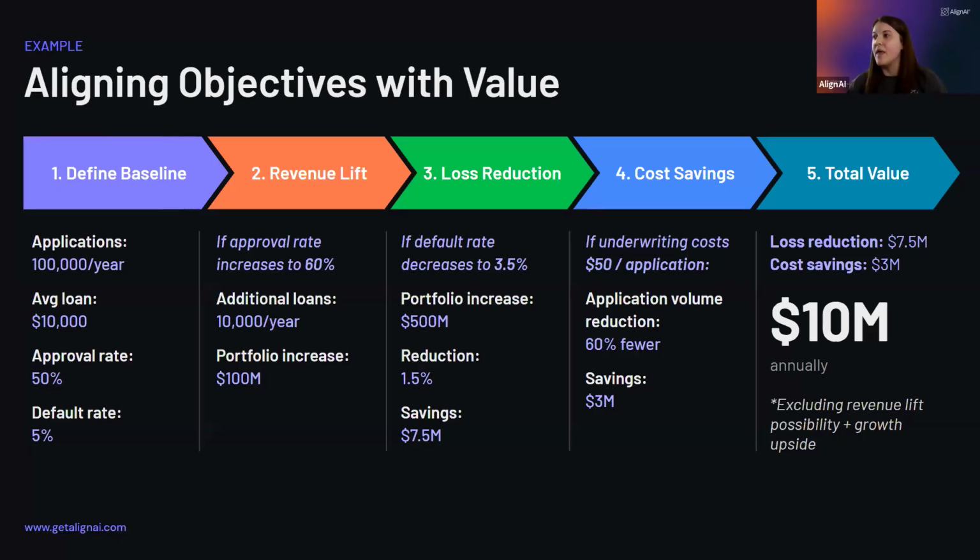lowering the loss reduction. And then there's a cost savings piece. So if we look at number of applications we have, average loan, approval rates, default rates, we can get this off of historical data, obviously. And then we look at the revenue lift. So additional loans that were issued, our portfolio that has increased, and hopefully we're getting higher quality folks that we're issuing loans to. And then this default rate, we want to decrease the default rate, obviously. And so if we're doing a better job at selecting applicants, then we will do that. And we can look at the savings associated with that because of the defaults. And then we can actually quantify this.